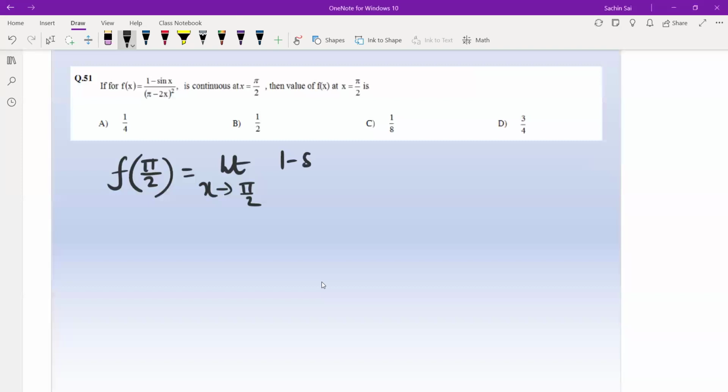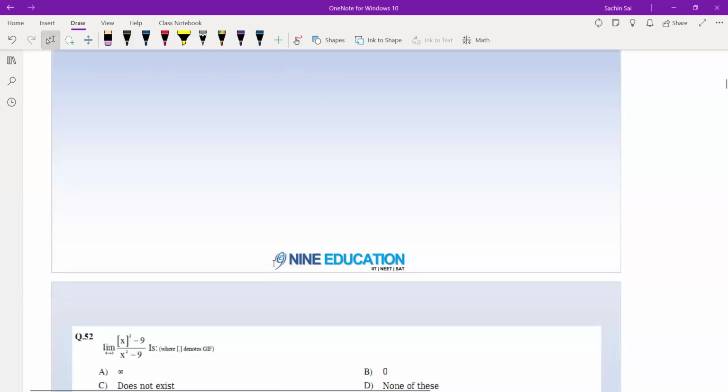So the function is (1 minus sine x) by (pi minus 2x) whole square. So you can observe that this limit is in the form 0 by 0. So use L'Hopital rule. And I think you'll have to apply it twice, but that will give you the answer, right? So that was question 51.